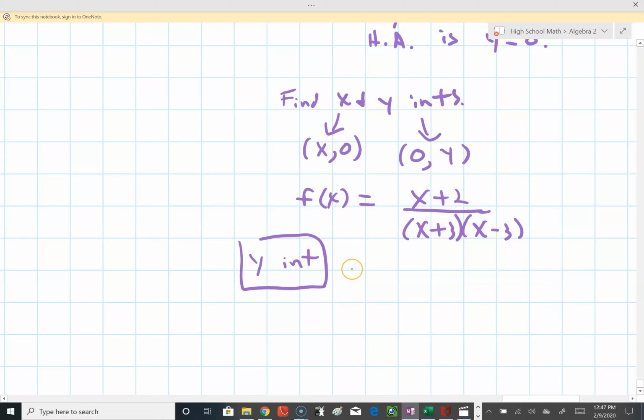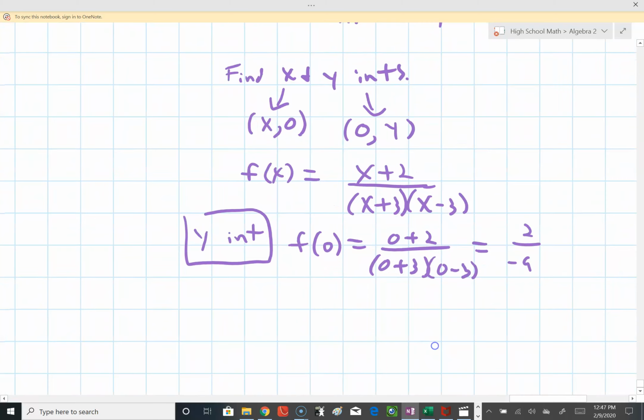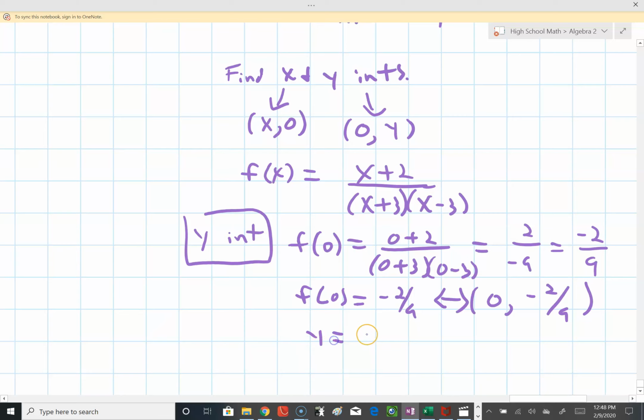Substituting a 0 every place we see x. So f of 0 is equal to 0 plus 2 over 0 plus 3 in the denominator, and 0 minus 3. That is 2 in the top, that's 3, and negative 3 in the bottom. 3 times negative 3 is a negative 9. So that's a negative 2/9. Typically when we express a negation, we express it with a numerator. F of 0 is equal to negative 2/9 is the same as the point 0 comma negative 2/9. We would say the y-intercept, we simply say y is equal to negative 2/9.